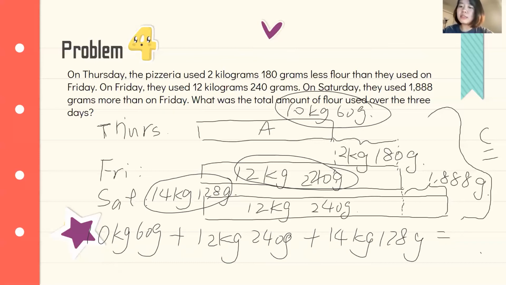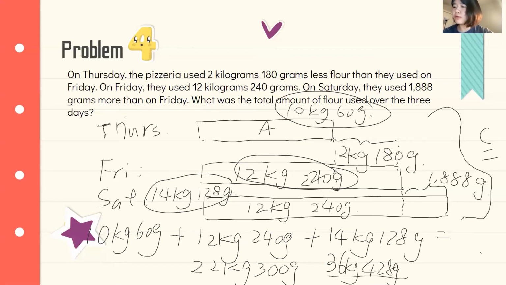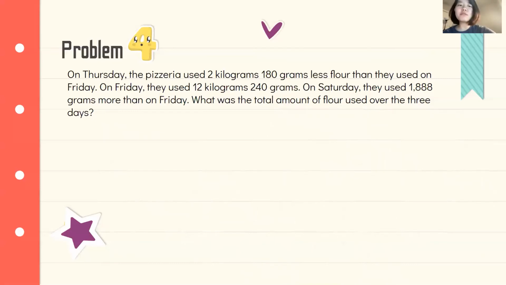It will give us, so 60 plus 240 gives us 300 grams. And 10 plus 12, that is 22 kilograms. And 300 plus 128, that is 428 grams. And 22 kilograms plus 14 kilograms, that is 36 kilograms. So this is our final answer. So the total amount of flour used over the 3 days will be 36 kilograms, 428 grams. Okay, and that's all for the practice problem.